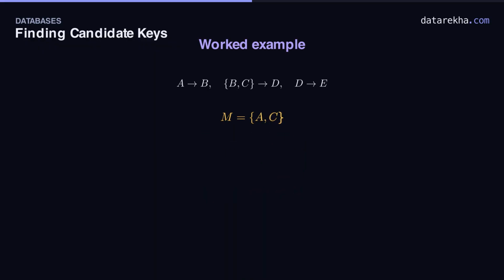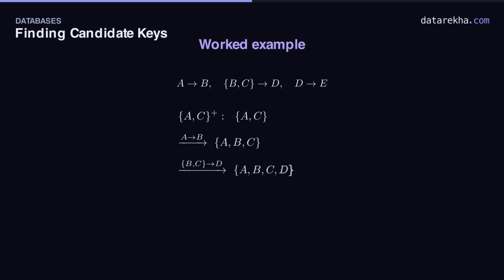Collect the buckets. M is A and C. N is just E. O is B and D. So every candidate key must contain A and C and can never contain E. Step 2. Test M itself. Take the closure of A and C. Start with A and C.